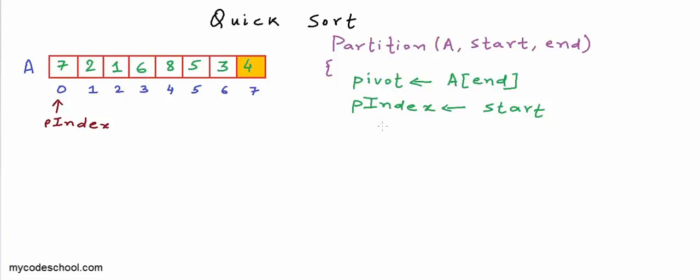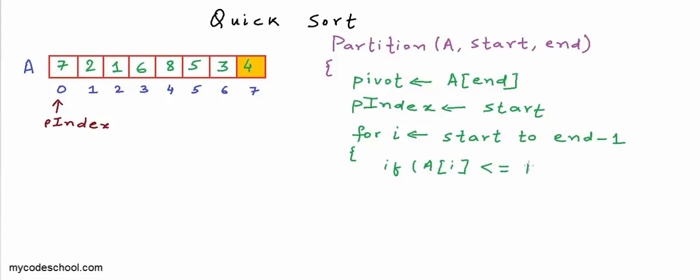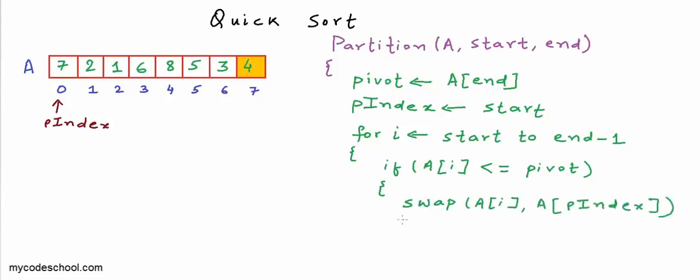the elements lesser than the pivot are pushed to the left of partition index. Partition index will be adjusted accordingly. So we will do something like this. We will run a loop from start till end -1, and if the element at that particular index is less than or equal to pivot, we will first swap that particular element with the element at partition index, and then we will increment the partition index.